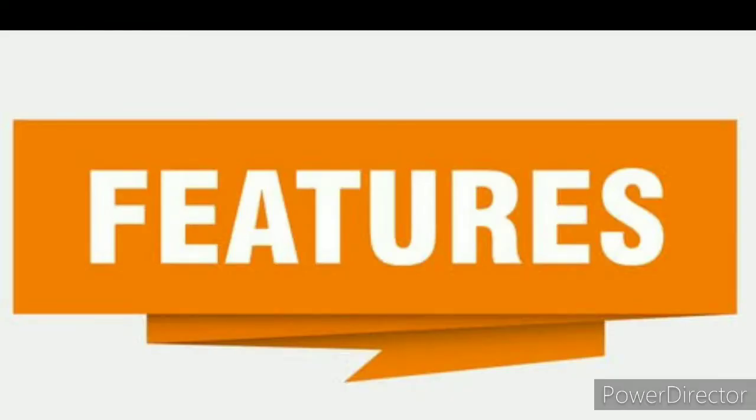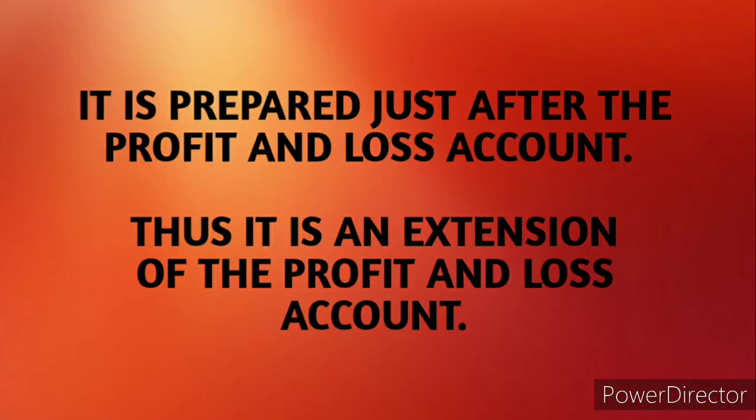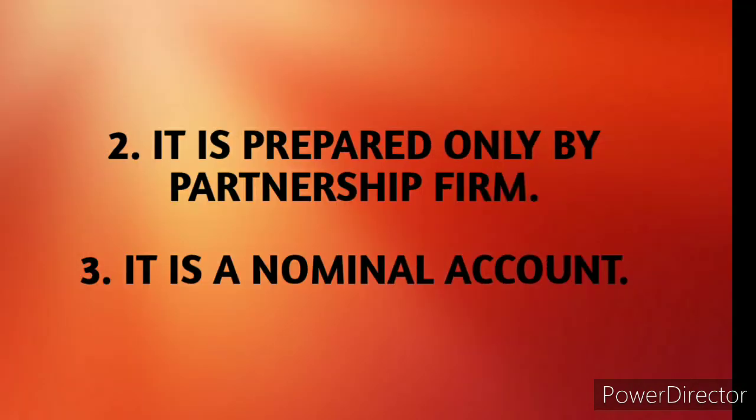Next is features of profit and loss appropriation account. First, it is prepared just after the profit and loss account. Thus, it is an extension of profit and loss account. Second, it is prepared only by partnership firm. Appropriation accounts are mainly prepared by partnership firms because they help to allocate the net of expenditures and income among the various partners, showing how the profits of the firm are allocated or distributed to the partners or to increase reserves indicated in the balance sheet.